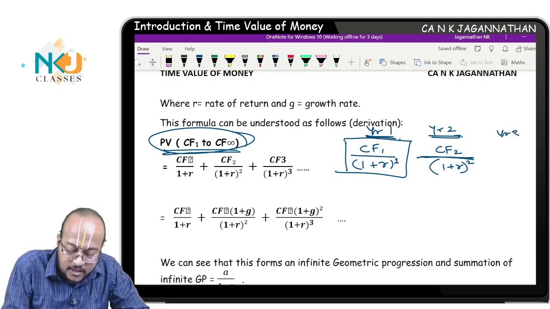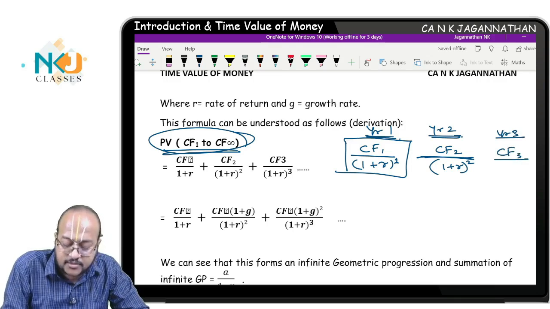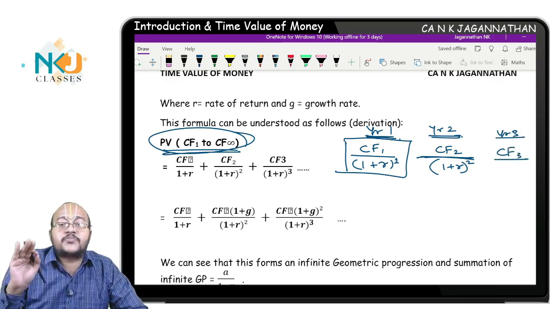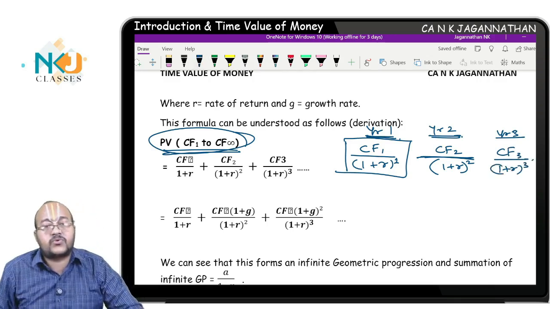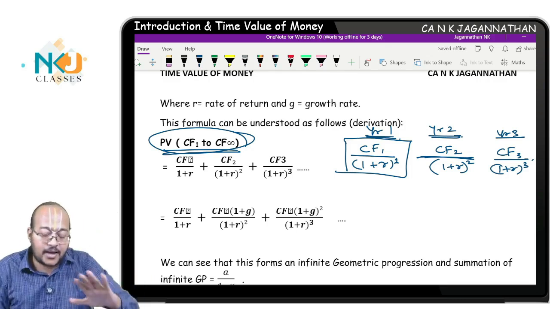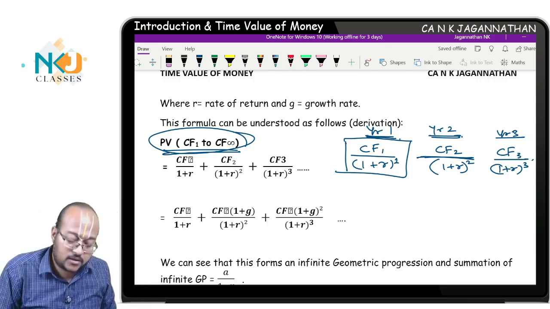Next, year 3 you have cash flow 3. Correct? Third year cash flow you will discount using third year present value factor. What is that? 1 plus r raised to the power 3 and so on and so forth. This will continue till perpetuity. I am not going till perpetuity. Understood this? Now see here.